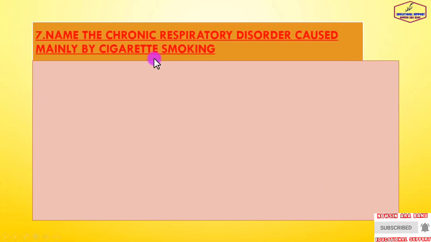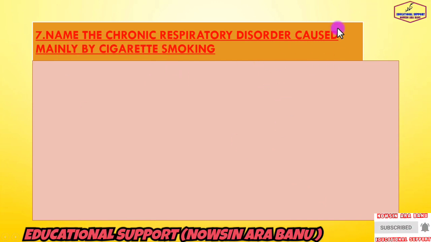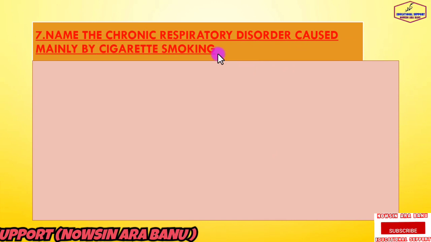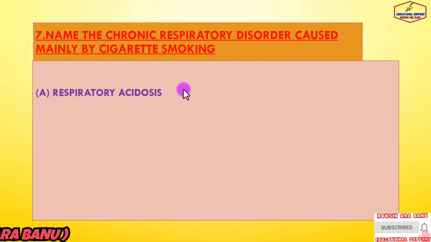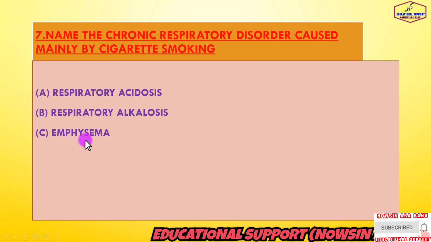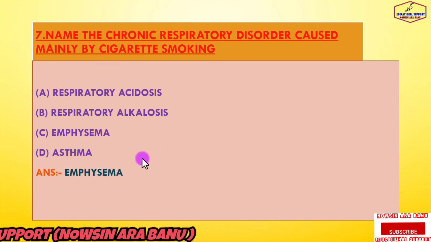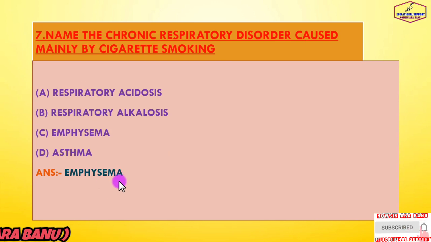On question number 7, name the chronic respiratory disorder caused mainly by cigarette smoking. And the options are respiratory acidosis, respiratory alkalosis, emphysema, and the last one is asthma. So the answer is emphysema.